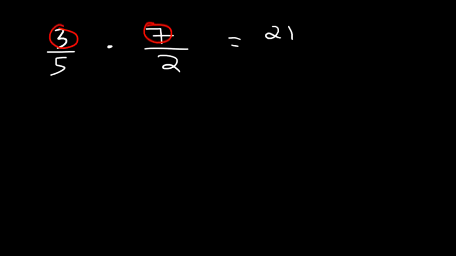In this lesson, we're going to focus on multiplying two fractions. Whenever you need to, multiply the numbers across the fractions. 3 times 7 is equal to 21. And 5 times 2 is equal to 10. And so this is it. The answer is 21 over 10. That's all you need to do when multiplying fractions.